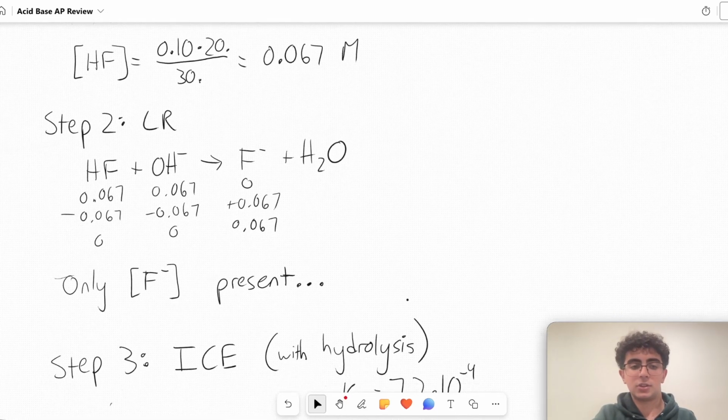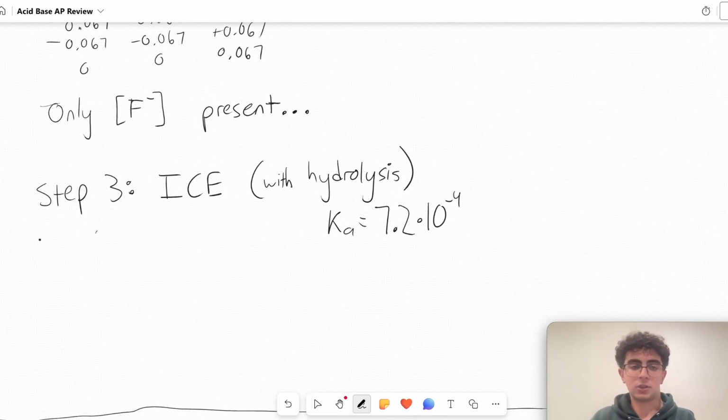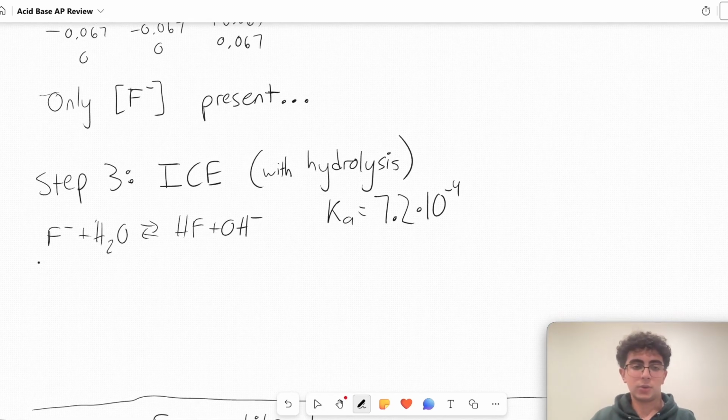And the reaction that this is going to do, it's going to be an ice chart, but with hydrolysis. So the reaction it's going to do is F minus plus H2O, equilibrium arrow, is going to yield HF plus OH minus. So this is a hydrolysis question. You can go back to the last video if you want to practice on hydrolysis. But because we only have F minus, we can do hydrolysis.